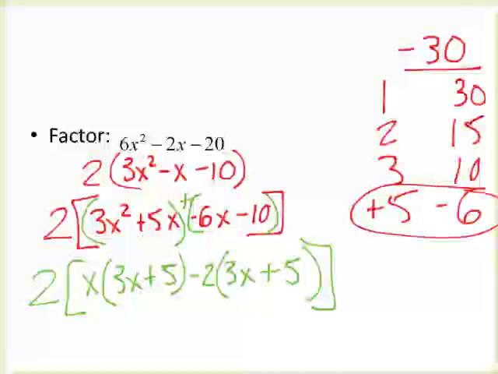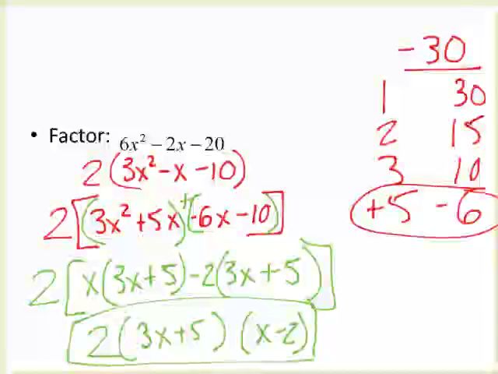So our final answer is going to be that 2 that's been tagging along, the 3x plus 5 that matched, and the x minus 2 that we have left over. If we would FOIL and distribute all of that back through, we should end up with the original expression.